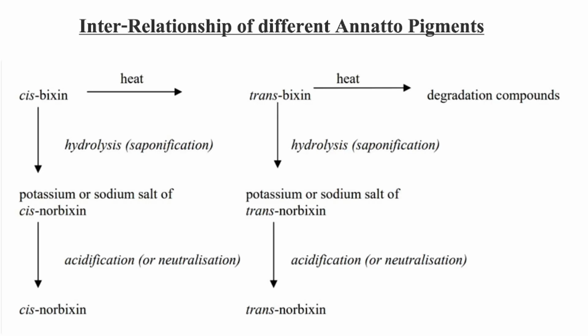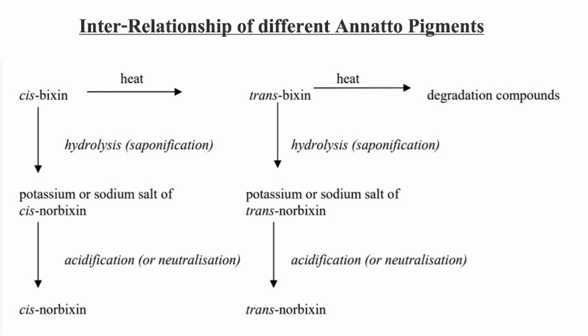Now, the interrelationship of different annatto pigments. As I have told you, there are four annatto pigments. One is the major pigment and three are the minor pigments. The major pigment is cis-bixin. The other three, trans-bixin, cis-norbixin, and trans-norbixin, are the minor constituents. Now, to get trans-bixin, one has to heat the cis-bixin. And after heating beyond trans-bixin, the compounds degrade, and at last we get degraded compounds.